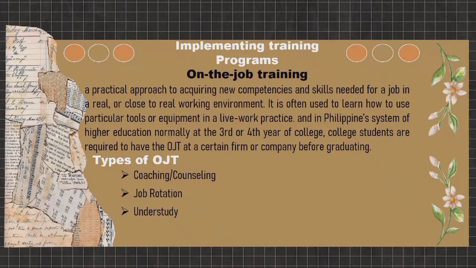On-the-job training is a practical approach to acquiring new competencies and skills needed for a job in a real or close-to-real working environment. It is often used to learn how to use particular tools or equipment in a live work practice. In the Philippine system of higher education, normally at the third or fourth year of college, students are required to have OJT at a certain firm or company before graduating. Types of OJT. We start with coaching.